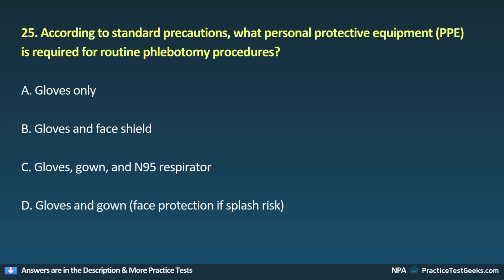25. According to standard precautions, what personal protective equipment, PPE, is required for routine phlebotomy procedures? A. Gloves only. B. Gloves and face shield. C. Gloves, gown, and N95 respirator. D. Gloves and gown, face protection if splash risk.